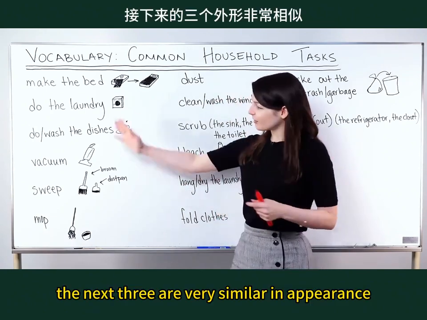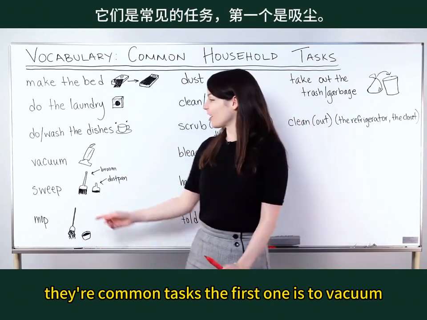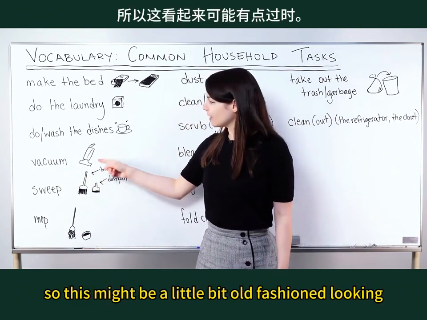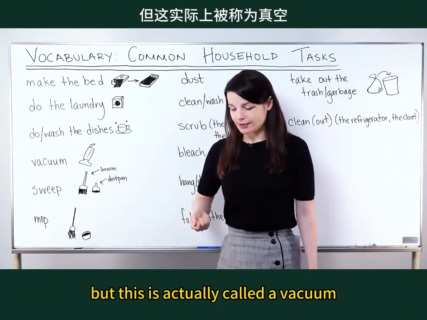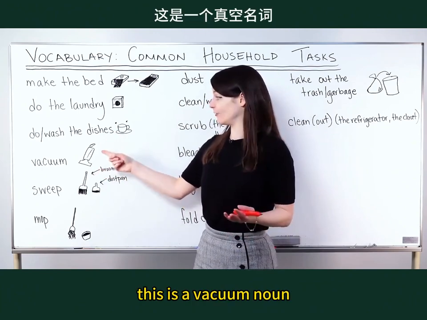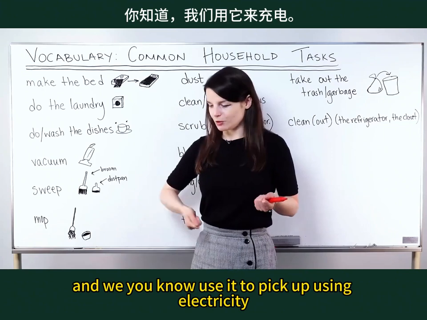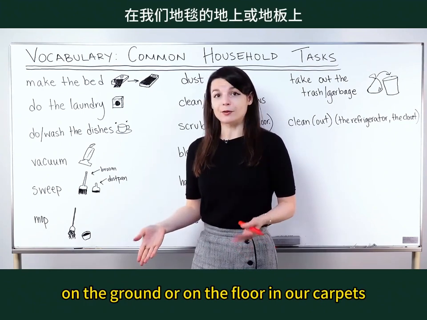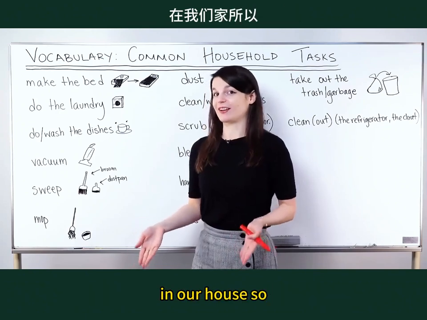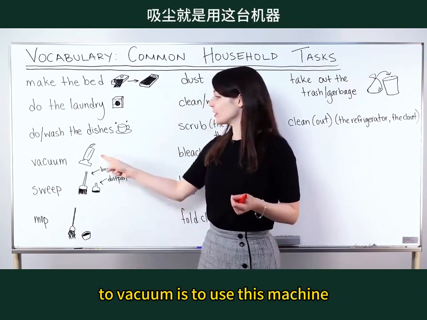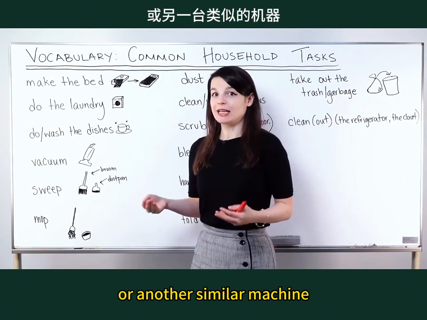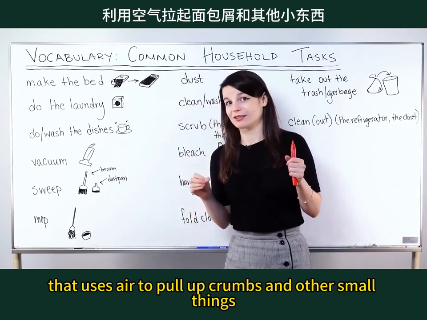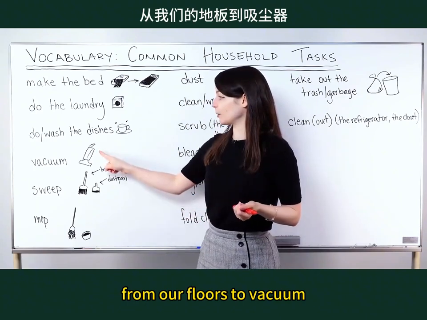The next three are very similar in appearance. They're common tasks. The first one is to vacuum. To vacuum. So this might be a little bit old-fashioned looking, but this is actually called a vacuum. This is a vacuum, a noun, and we use it to pick up using electricity dirt and small things on the ground or on the floor, in our carpets in our house. So to vacuum is to use this machine or another similar machine, an electrical machine that uses air to pull up crumbs and other small things from our floors. To vacuum, and this is called a vacuum.